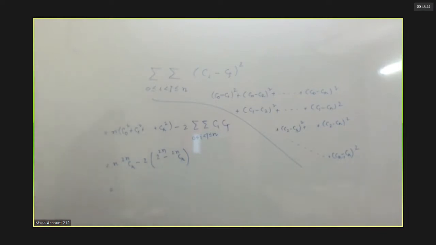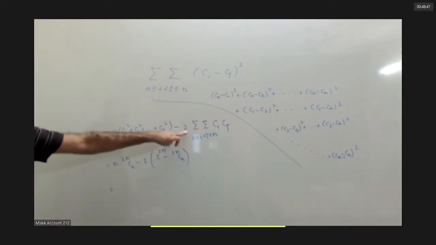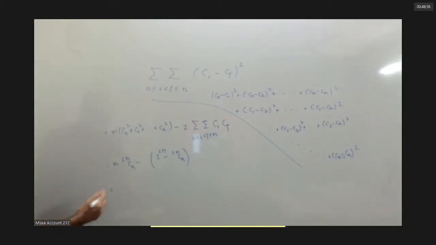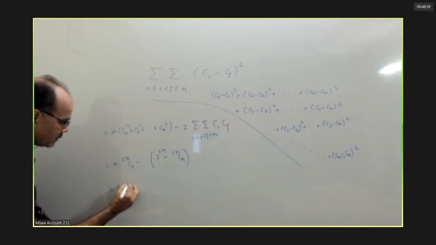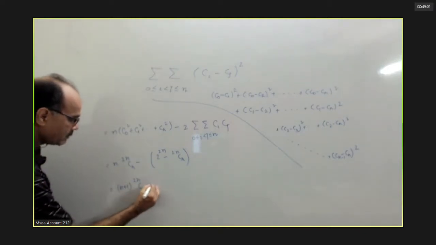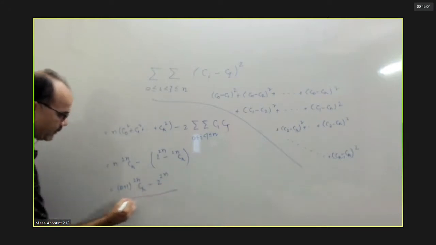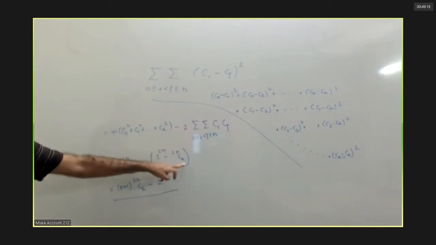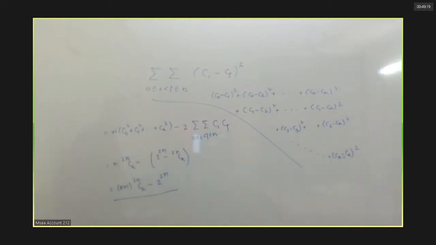Is there a division by 2? No sir, the 2 is already here, so we can cancel it. This 2 will not be there. So this will be (n plus 1) times 2nCn minus 2 to the power 2n. That is the answer. The 2 is already there, that's why the division by 2 is not there.